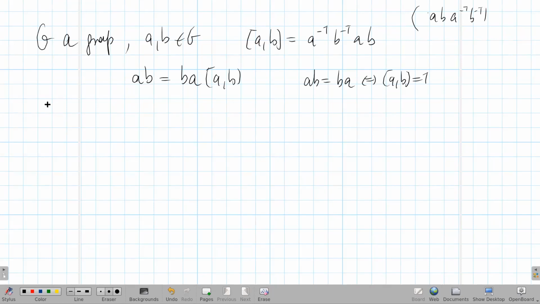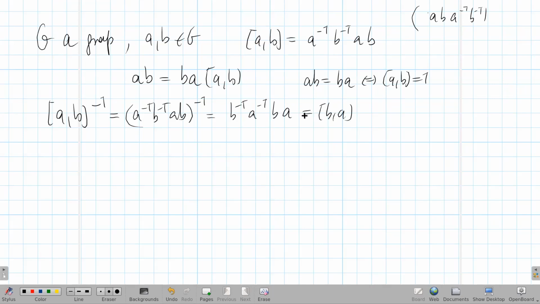And I have also given an exercise, which is very easy. It was the inverse of a commutator. Well, it's the inverse of this object. And of course, we know that we have to take the inverses starting from the end, and the inverse of A inverse is the element itself. So this is BA. So inverting a commutator gets you the commutator in the other direction.